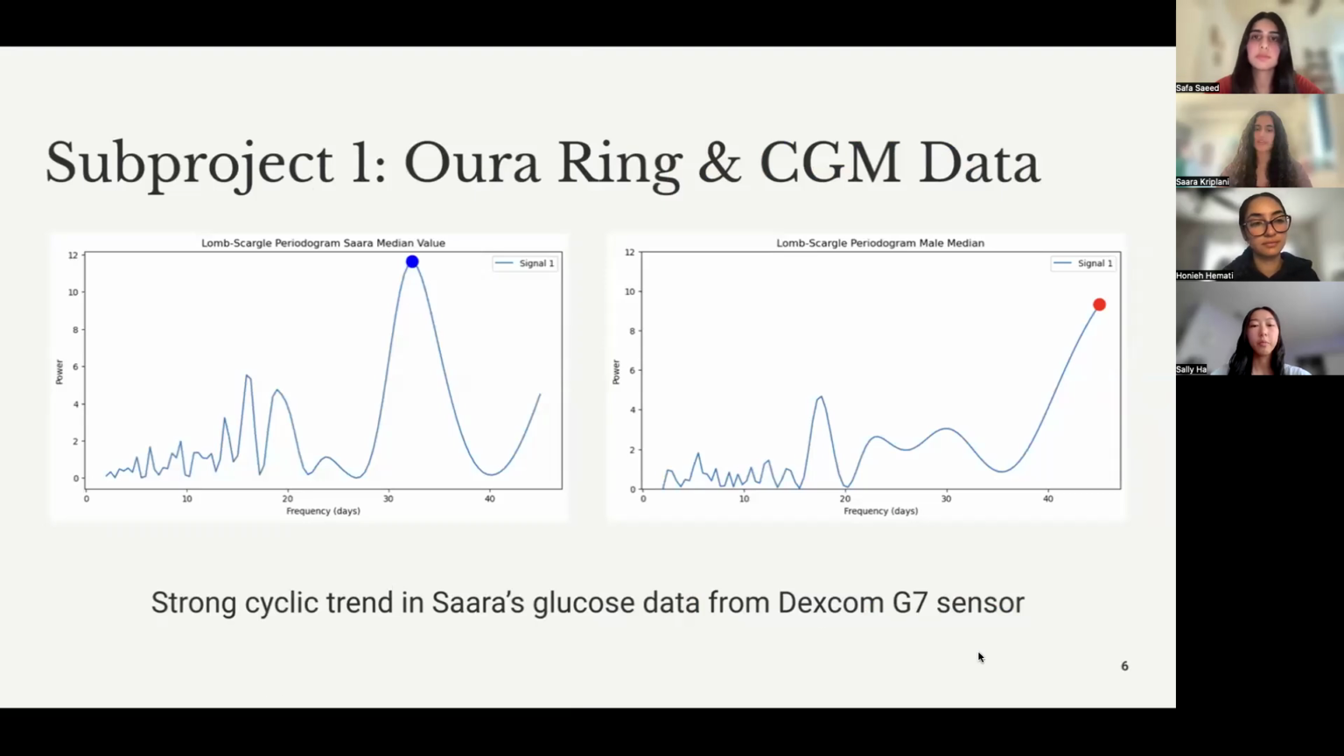From our case study, we identified clear cyclic patterns in my glucose data, as shown by the 32 to 33 day peak in the Lomb-Scargle periodogram, which suggests a way to classify cyclicity just based on glucose data.